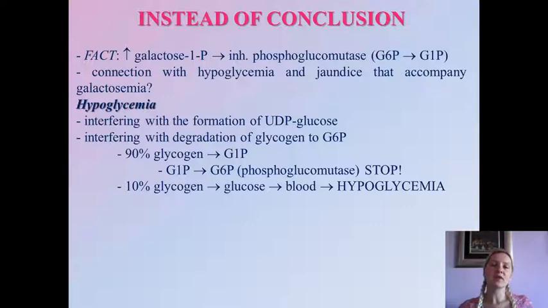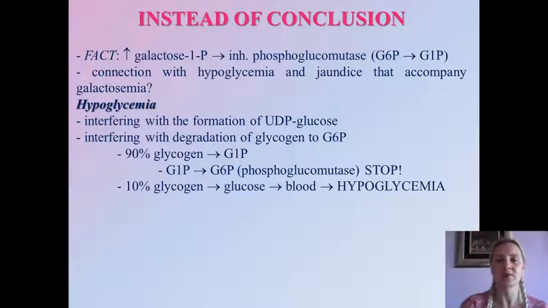Actually, the accumulation of galactose 1-phosphate, galactosemia in general, interferes with the formation of UDP-glucose. That is what we've seen. And it also interferes with the degradation of glycogen to glucose 6-phosphate. This is to be explained. If you remember my story on glycogen metabolism, we mentioned that 90% of glycogen is degraded to glucose 1-phosphate. Because of the inhibition of phosphoglucomutase, glucose 1-phosphate cannot be converted to glucose 6-phosphate.